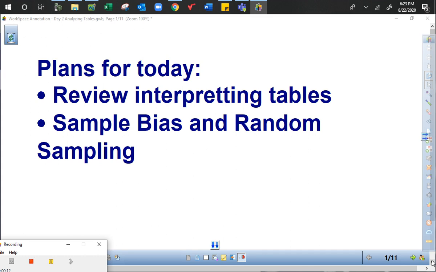So to start out, what we're going to do is look at your Day 2 class, and hopefully you have that in front of you. The entire front page, if you notice, is review on questions dealing with sample population and then interpreting tables. So all the way through number 10, okay, that's all review.